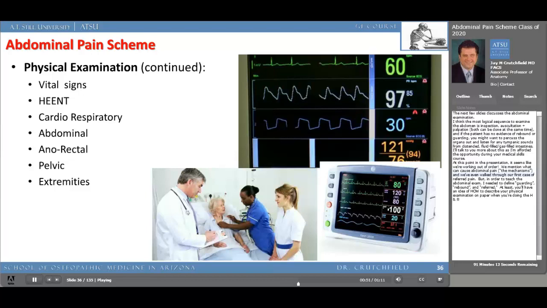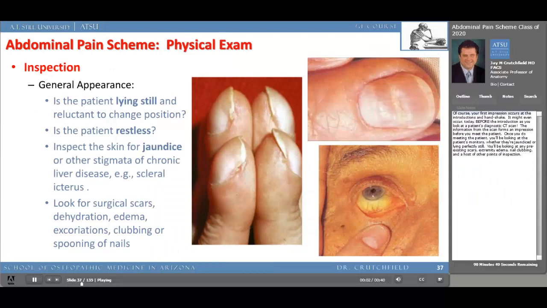Of course, your first impression occurs at the introductions and handshaking. It might even occur today before the introduction as you look at the patient's diagnostic CT scan before you see the patient. The information from the scan forms an impression before you even walk in and introduce yourself. Once you do meet the patient, you'll be looking at the patient's monitors, whether they're jaundiced or lying perfectly still from the abdominal pain. You'll be looking at any pre-existing scars, edema of the extremities, clubbing of their nails, and a host of other points of simple inspection.